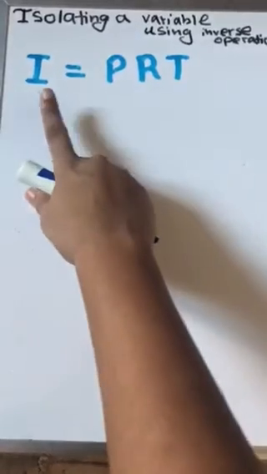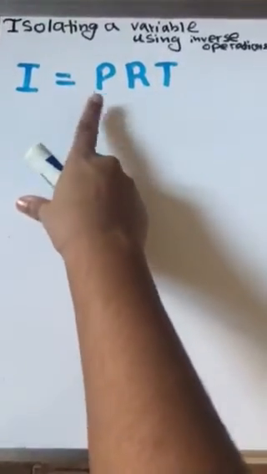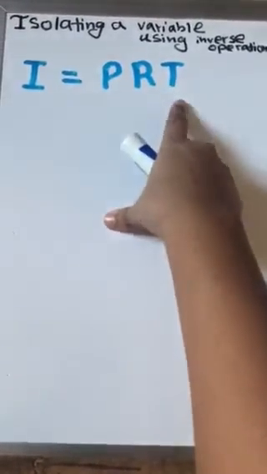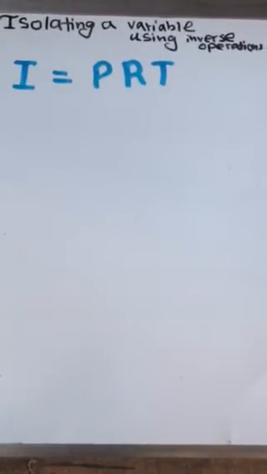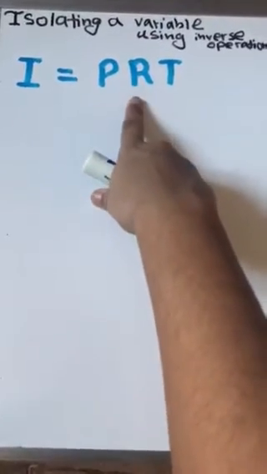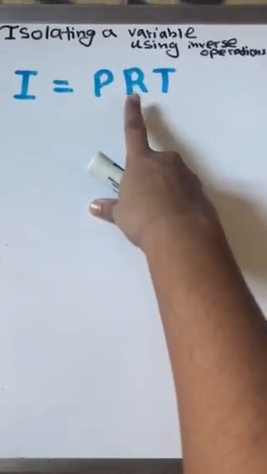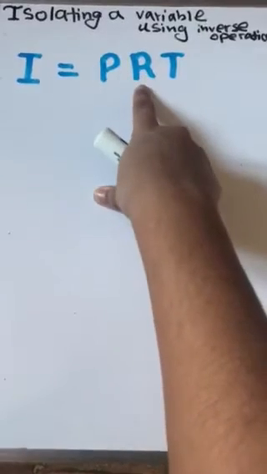So say instead of finding interest, right now I know what interest is. Interest equals principal times rate times time. But what if I already know the interest? I want to know what was the rate. I want to solve for this variable r, which means I want this r alone.